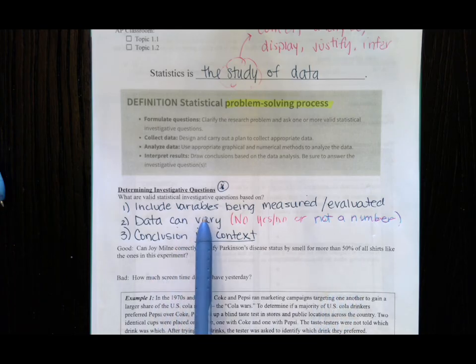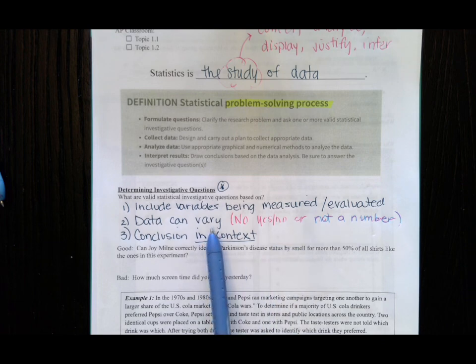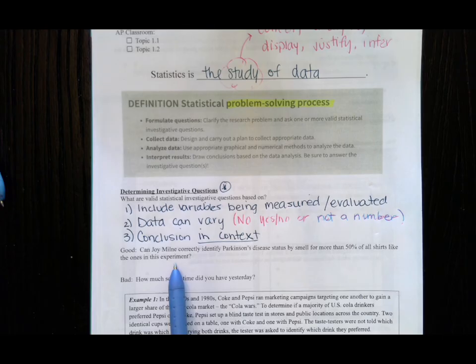So the variables being measured. So what's being measured? What's being measured are the shirts, right? Is the data going to vary? It did vary because we had yes on some and no on another. So we can have yes, no, but we have to have multiple yes, no's. It's not going to be a single yes, no answer. And then the conclusion in context. So the conclusion is for more than 50%, that's our conclusion. And in context says that this is the Parkinson's disease experiment. So this is a great question, and it's different than if I just said, did Joy identify Parkinson's by smelling? That would be a single yes or no question.